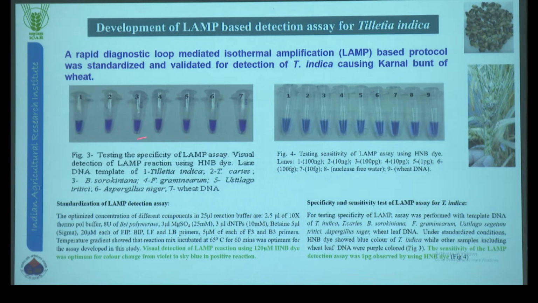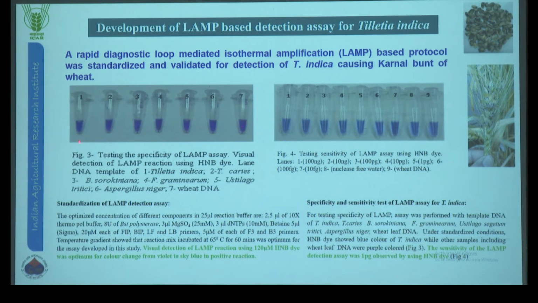this is the specificity you can see here. Only this one turns positive for Tilletia indica, others are not amplifying. Sensitivity, same way, we have also checked for LAMP, and this is actually 1 picogram here. Up to 1 picogram DNA can be detected based on the LAMP reactions. And specificity we have also checked with other pathogens. Clear?